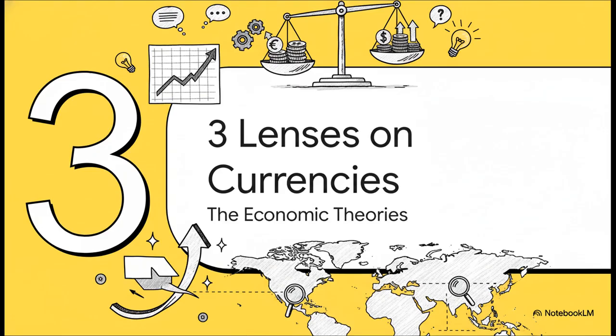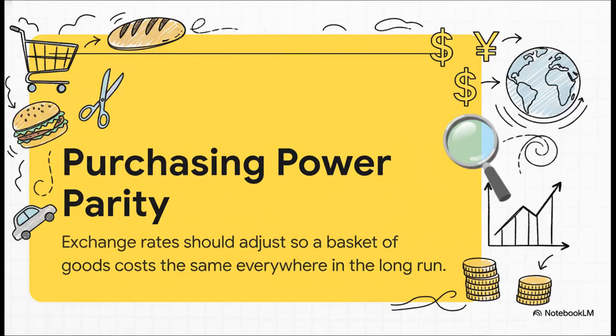Okay, so if arbitrage keeps prices consistent moment to moment, what determines a currency's actual value in the long run? Well, for that, economists have come up with a few really powerful theories that act as our guideposts. First up is purchasing power parity, or PPP for short. The core idea here is actually pretty simple. A basket of goods, things like groceries, a car, maybe a haircut, should cost the same in New York as it does in Tokyo once you adjust for the exchange rate. If it doesn't, that means one currency is probably over or undervalued.